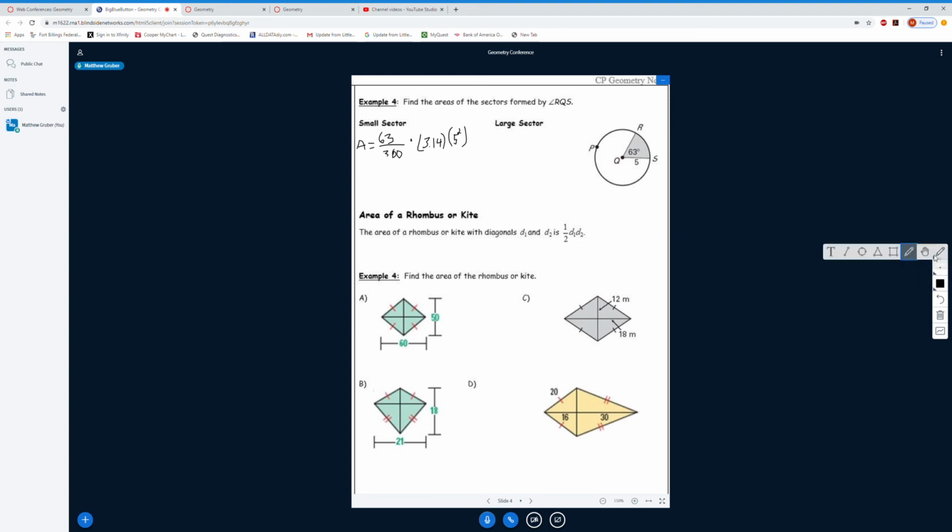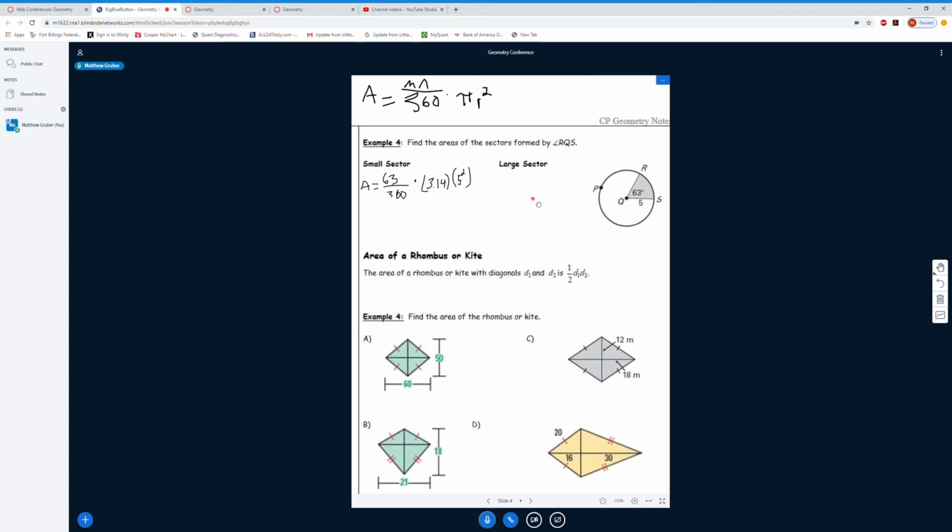Okay, so make sure you have these formulas handy. So again, we're using this formula right here. The measure of that arc degree is 63 over 360 times pi, 3.14, and the radius is 5 squared. Now it's a calculator problem. Type 63 divided by 360 times 3.14 times 5 squared, which is 25.